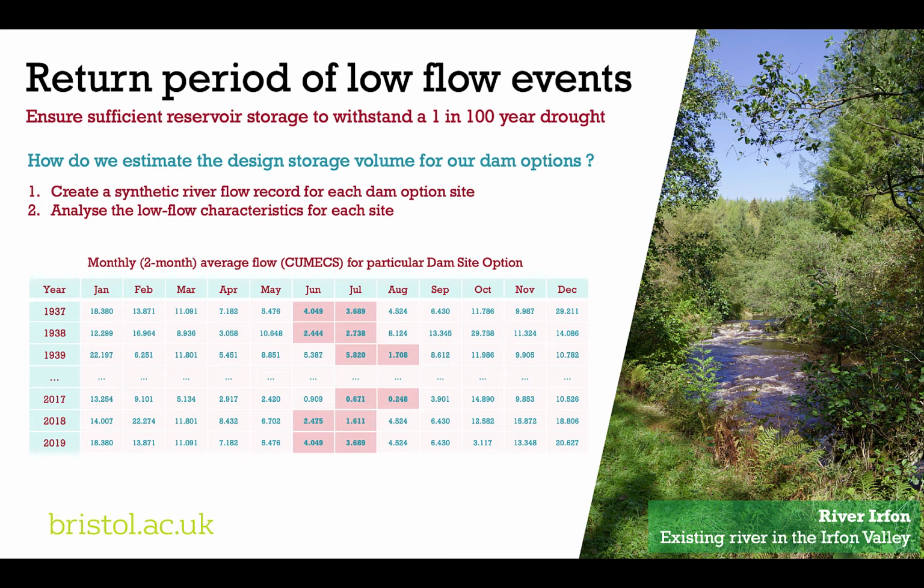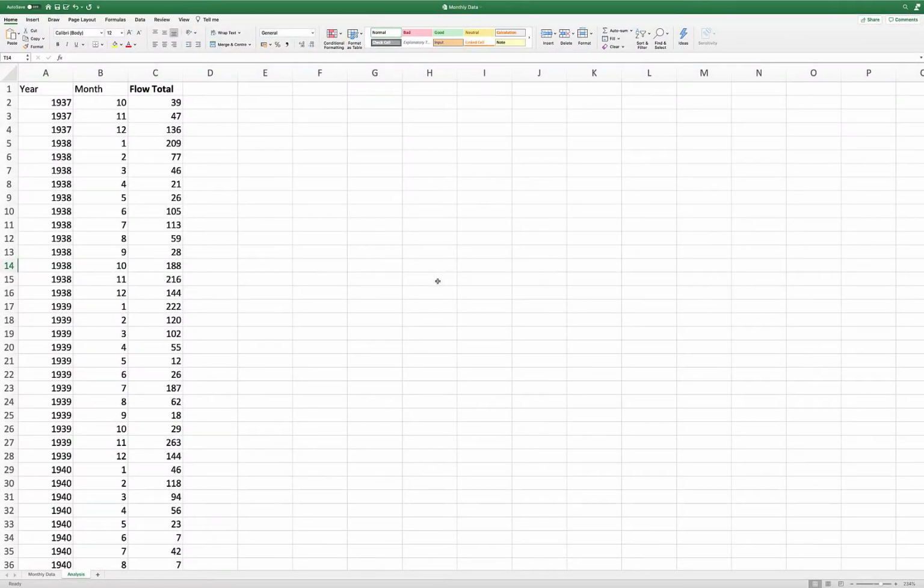But what we need to do is to not only look at the 1 and 2 month minima, but we need to look at the 3, 4, 5, 6, 7, 8, 9 and so on month minima. And as you begin to do that, you start to cross over from one year to the next. And so we need a quick way of doing this analysis to take our flow data and provide ourselves with a data set that we can quickly analyze. And here's an example of how you might go about doing that.